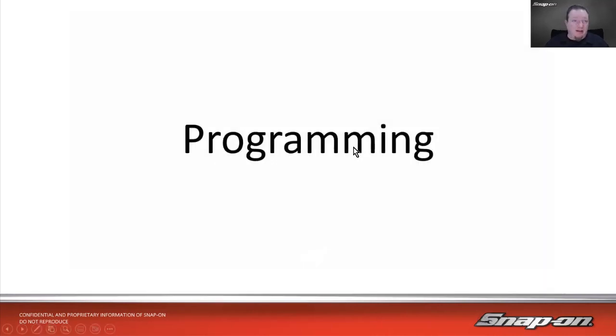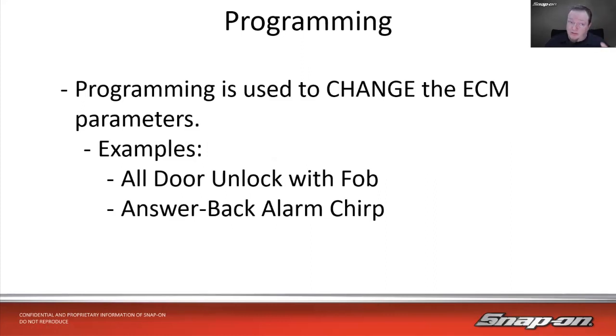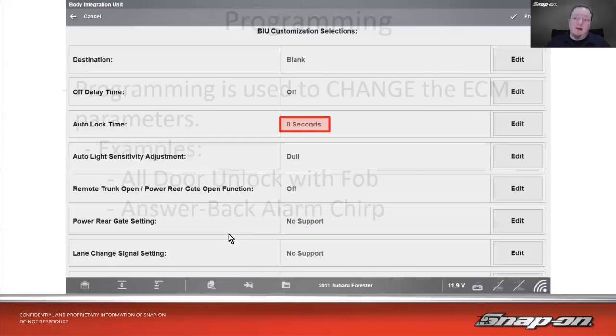All right, and then the last one is going to be programming. Once again, a lot of confusion over this term in the industry. But programming is actually used to change the ECM parameters based on a set list of parameters. For example, if I want to go into my body control module and set it so all the doors unlock with the key fob press, or just the driver's door unlocks with one press, or I want the alarm to chirp back at me, I can go in there.